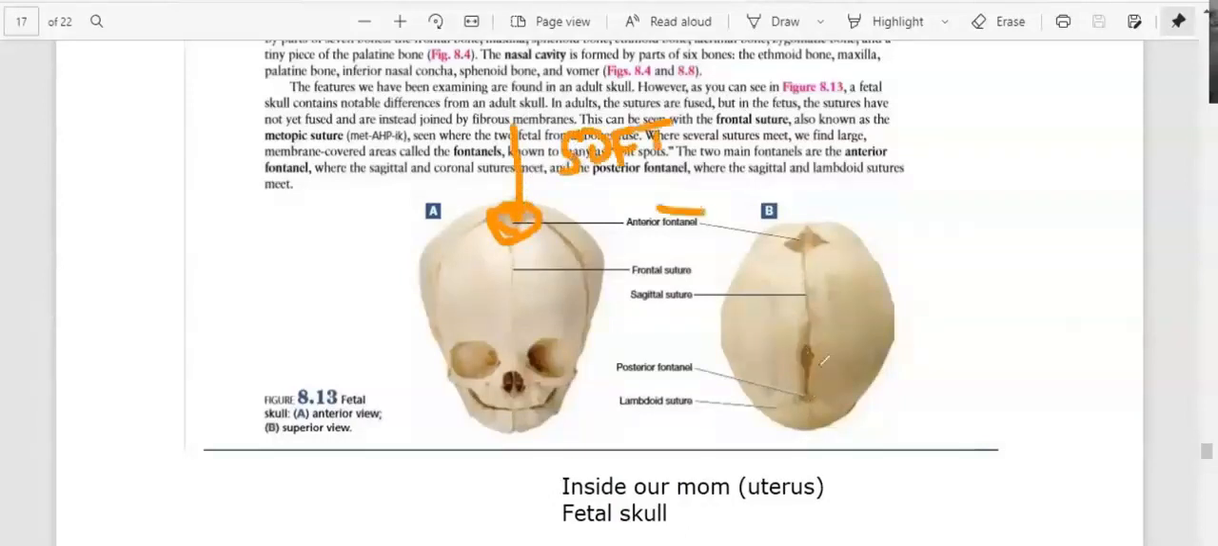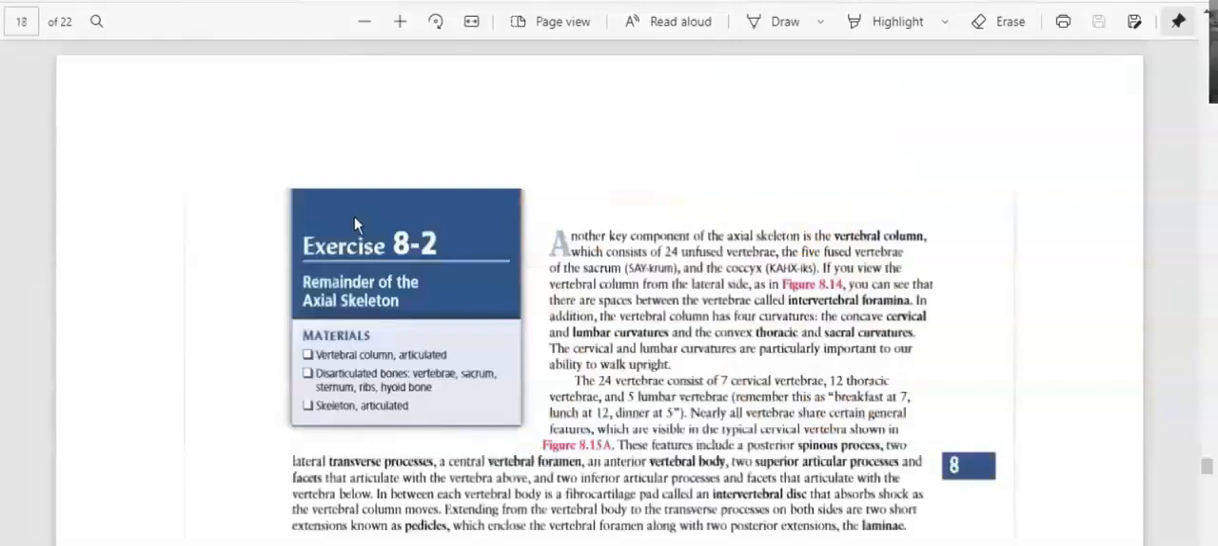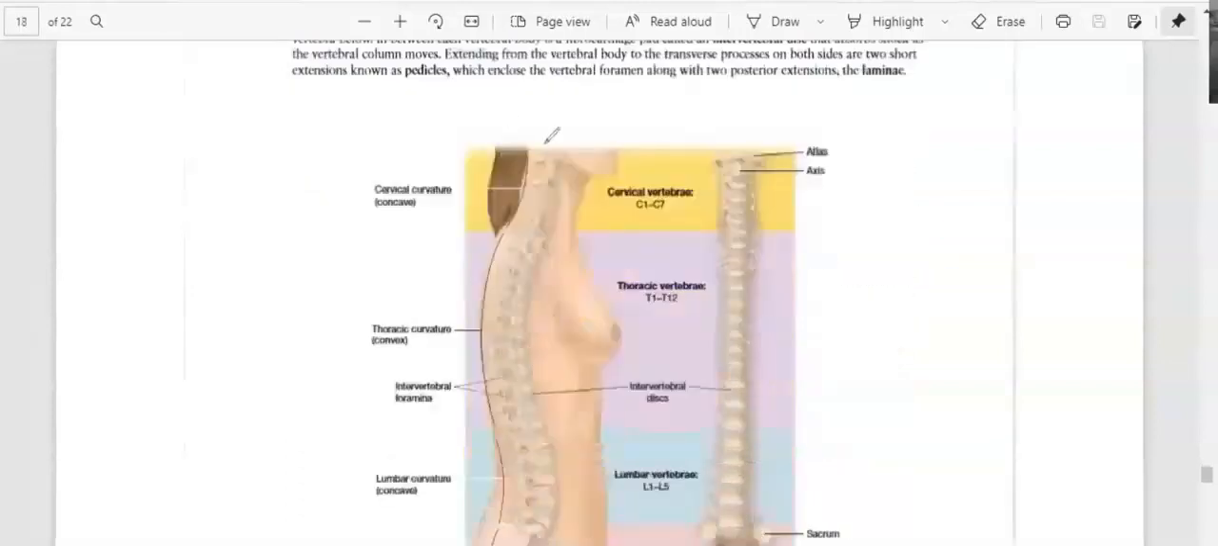Fontanelle right here in the back. Right here, we have some on the side. As we scroll down, we're going to get to the vertebral column. Each one of these bones is going to be the vertebrae. We have 7 vertebrae in our neck, so they're going to be called cervical vertebrae.